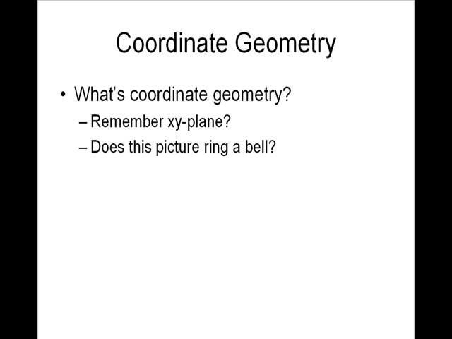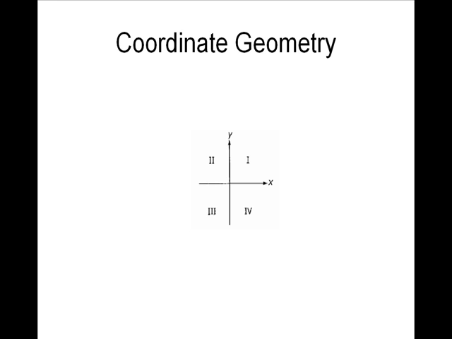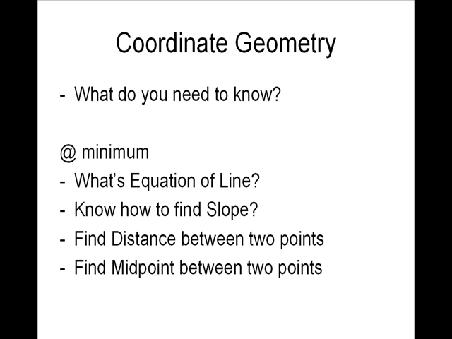So what's coordinate geometry? Well, do you remember the XY plane? And if not, does this picture ring a bell? You can see the x-axis right here, where my pointer is, and the y-axis along the vertical. And obviously you have 4 quadrants, 1, 2, 3, and 4. So let's see, what do you need to know?